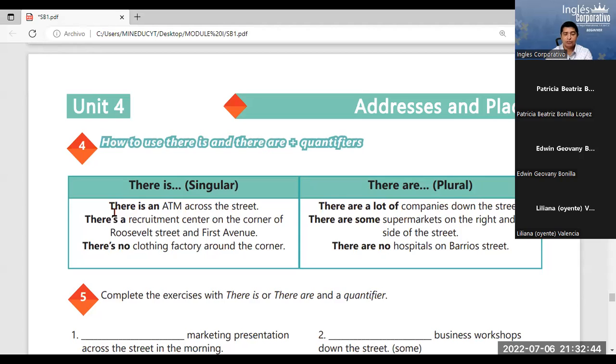Entonces there is significa hay, pero también there are. The difference is that in this case, we are talking about plural and this one is singular. For example, we can say there's a recruitment center on the corner of Roosevelt Street and First Avenue. And also another example, there's no clothing factory around the corner. There's no. Esta sería una negación. No hay, no hay.